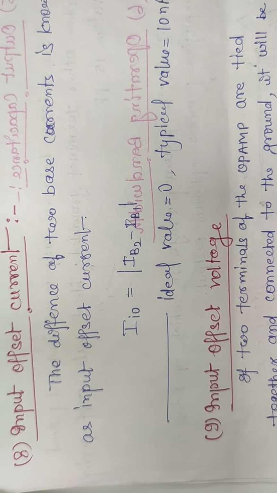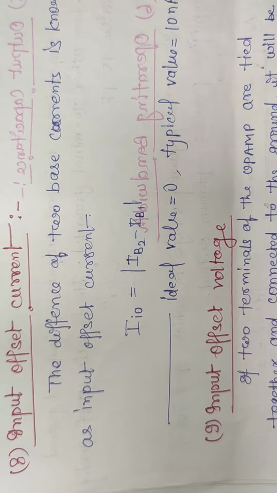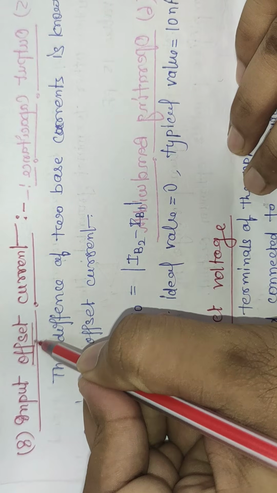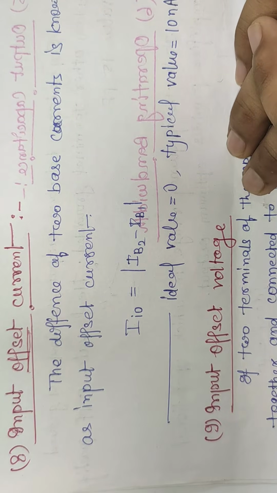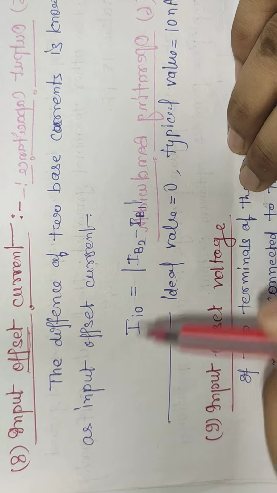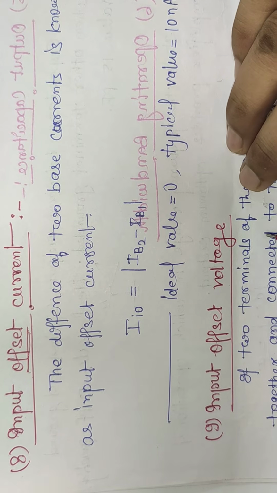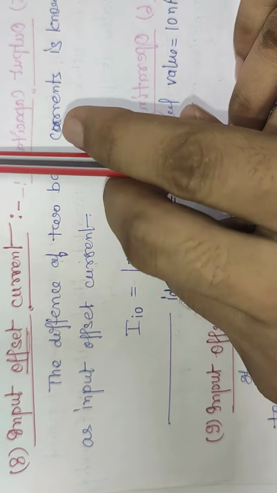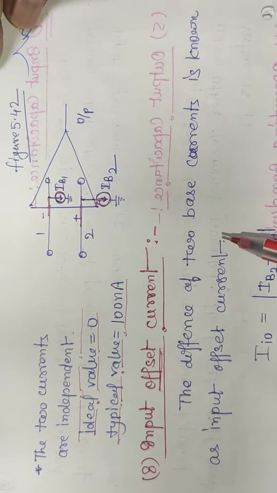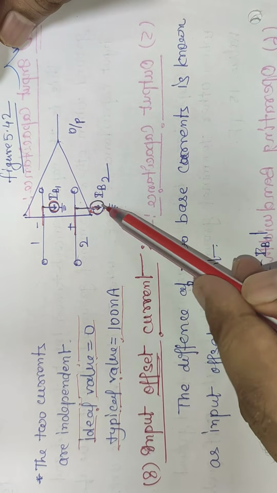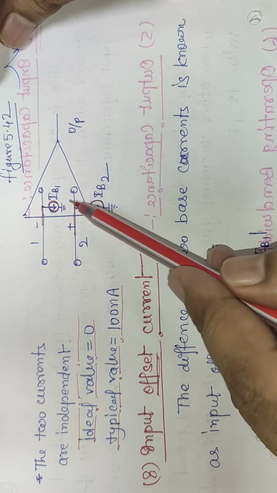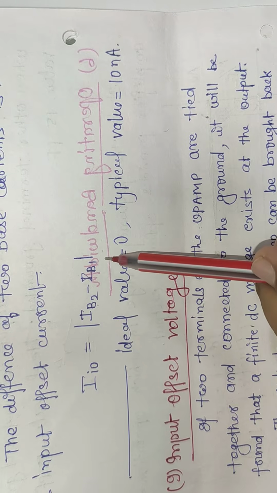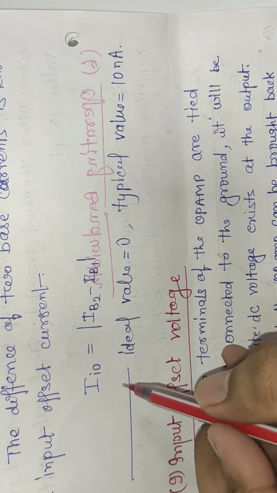Next property of operational amplifier that we are going to discuss is input offset current. Offset means something additional applied in a circuit. So the difference between two base currents is known as input offset current. The simple definition of input offset current is that IB1 and IB2 are called base currents. The average of these two is called input bias current, and the difference of these two currents, IB2 and IB1, is called input offset current.